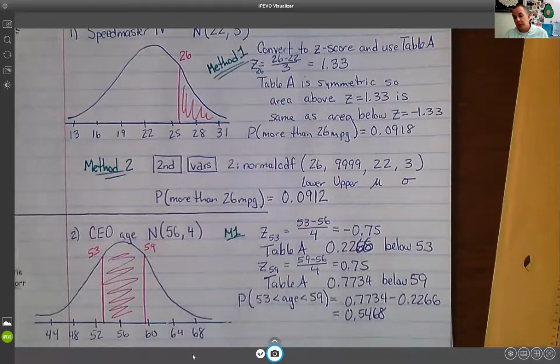Hopefully that helps. I'm going to put up another video that'll talk about how we do reverse, how we do inverse norm, which is another way we use the calculator. So we're going to go ahead and pause. We're going to stop here. I'll put a second video up that'll do inverse norm.